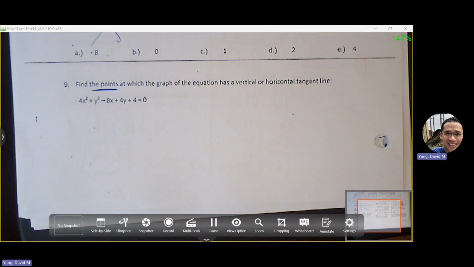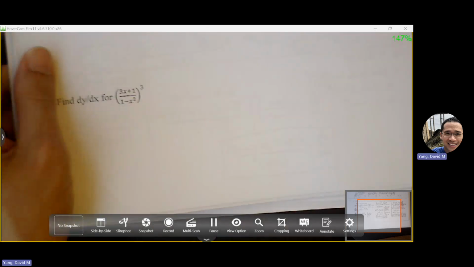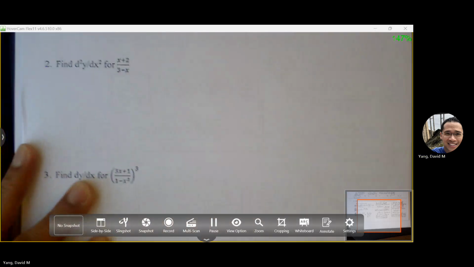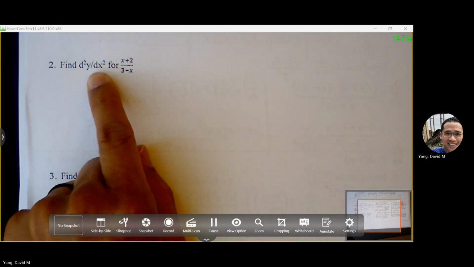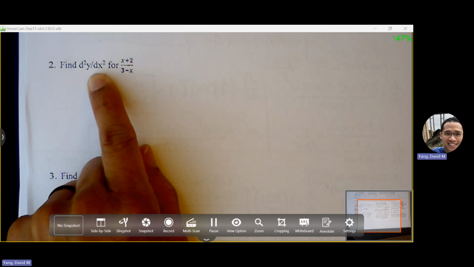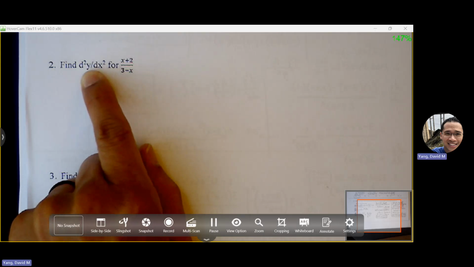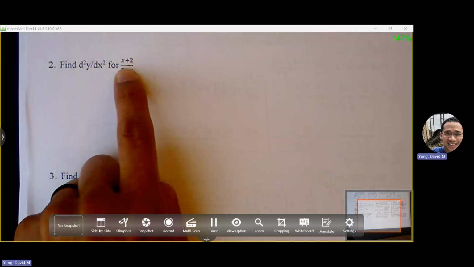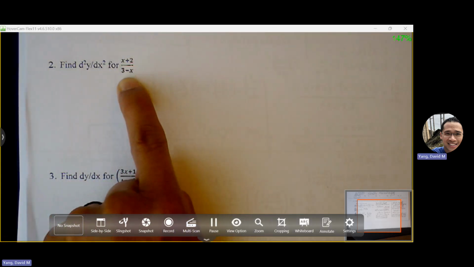Okay, let's go to page 33. And let's try number 2 and 3 on page 33. So page 33. Find d2y over dx2. What does that notation mean? Second derivative. Okay, so one thing at a time, though. Let's find the first derivative. So to find the first derivative, what process would you go through? Okay, try that.